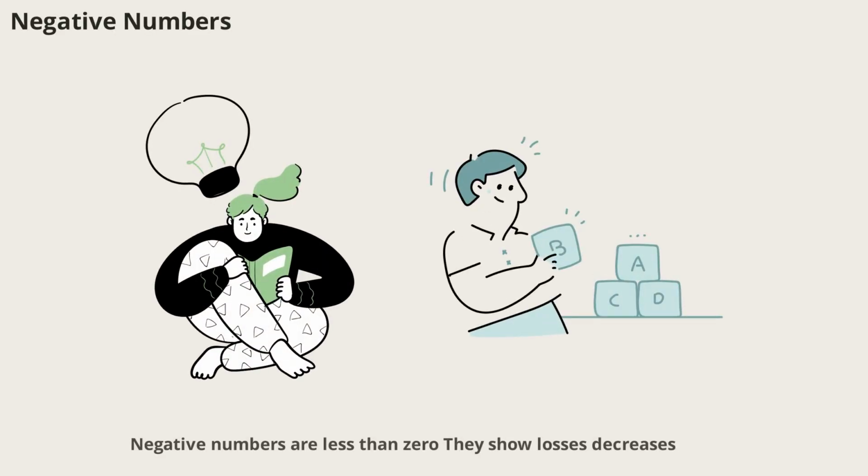Negative numbers are less than zero. They show losses, decreases, or anything below a starting point. For instance, if you owe someone $5, that's a negative number. On the number line, negative numbers are always to the left of zero. Don't think of them as bad, they're just another way to describe values below zero.